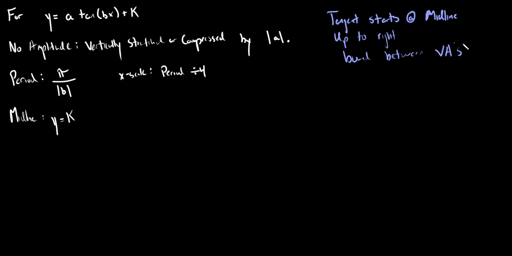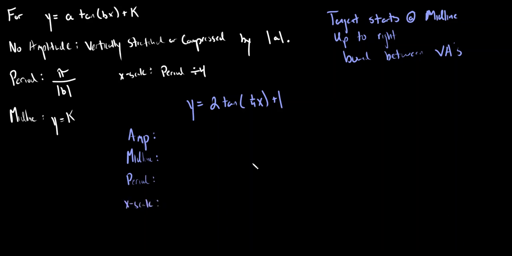Okay, now let's go ahead and actually try graphing one. So let's do something like, I don't know, y equals 2 times tangent of 1/4 x plus 1. And let's find all that information that we normally would find as well. Let's find the amplitude. Let's find the midline. Let's find the period, and let's find the scale for x.